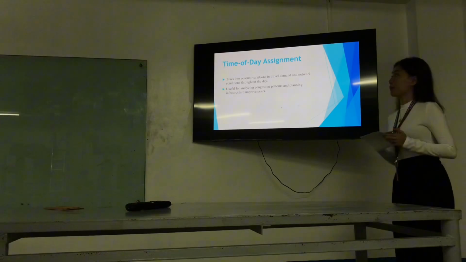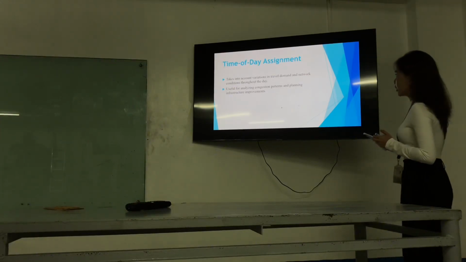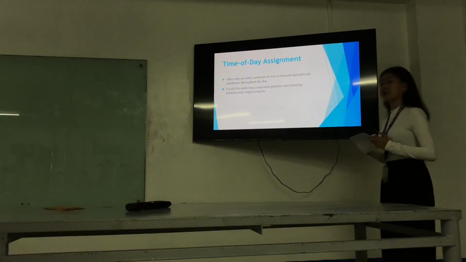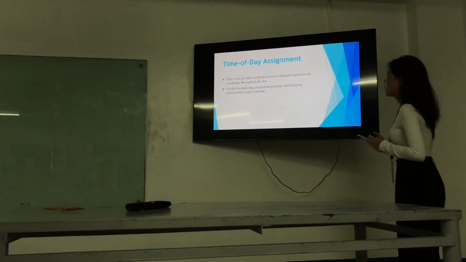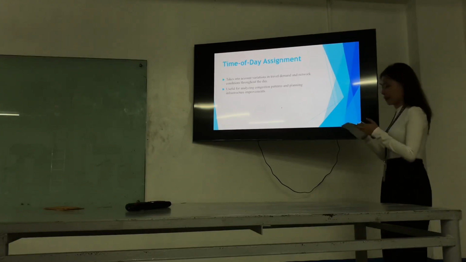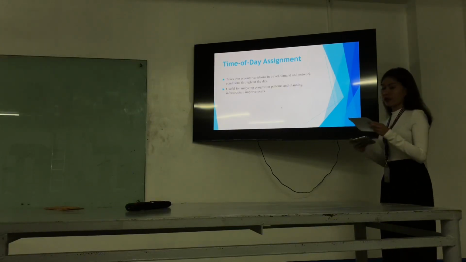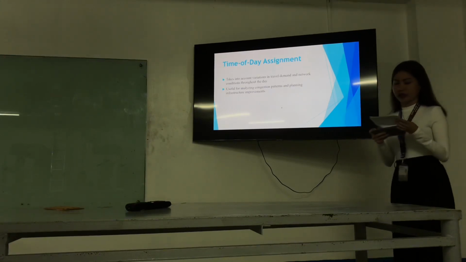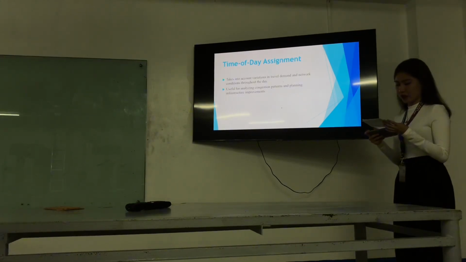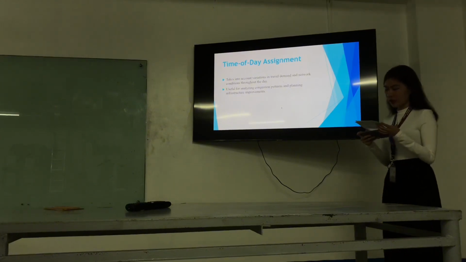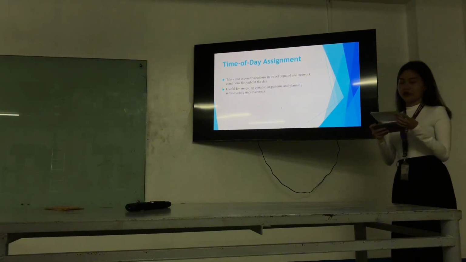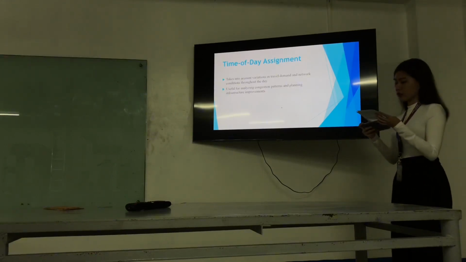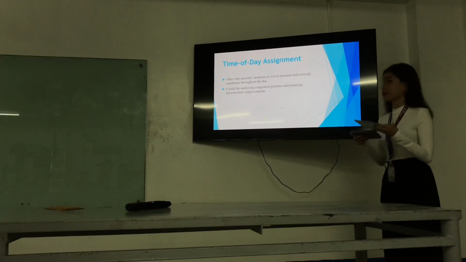Type of day assignment takes into account variations in travel demand and network conditions throughout the day. It is useful for analyzing congestion patterns and planning infrastructure improvements. It's a process of estimating how many people will use different modes of transportation in a given area and time period. Travel demand is not constant throughout the year. It can vary significantly due to seasonal factors such as holidays, school schedules, tourism, and special events.